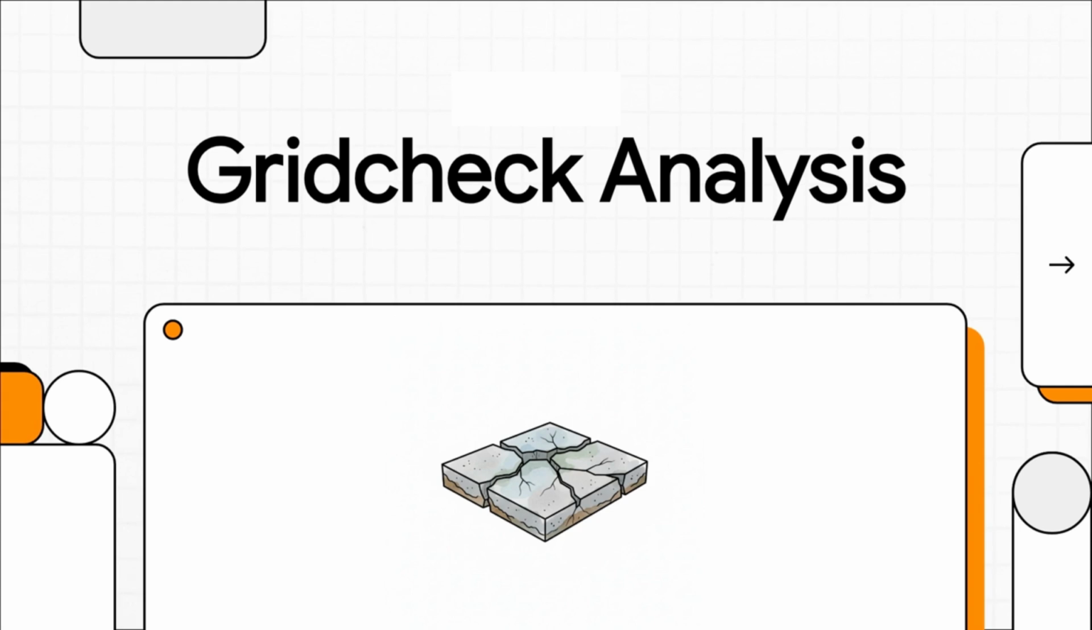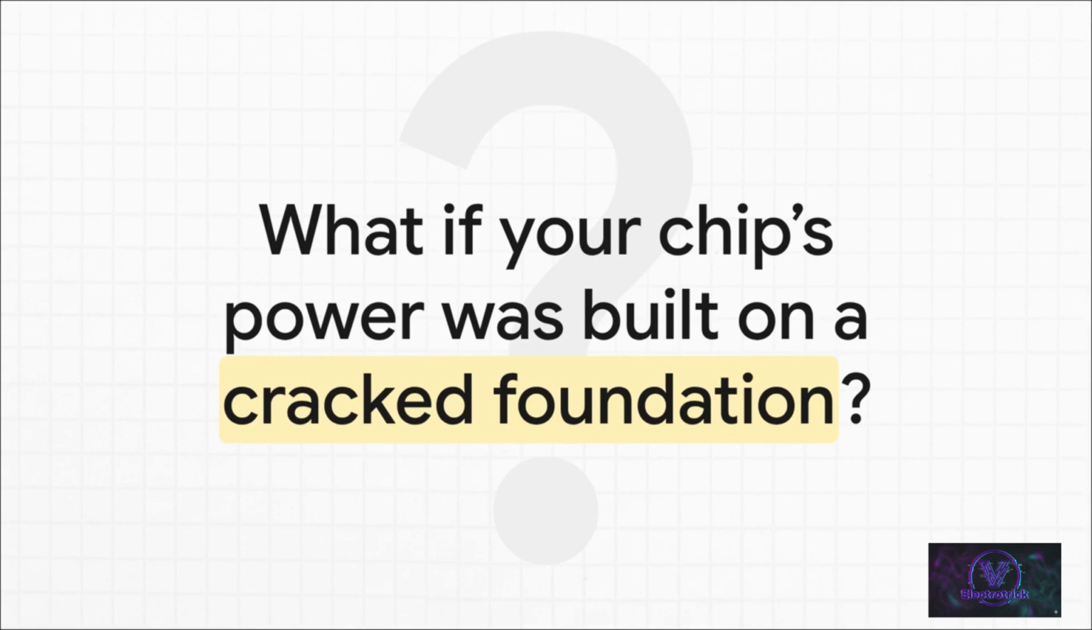Let's dive in. So just imagine this for a second. You spend months, maybe even years, designing this incredible skyscraper, but it turns out the whole thing is sitting on an unstable foundation. That entire project, it's at risk. Well, that's pretty much what happens when you don't pay attention to the integrity of your chip's power grid. A weak grid means a weak chip, and it's pretty much guaranteed to fail when things get tough.